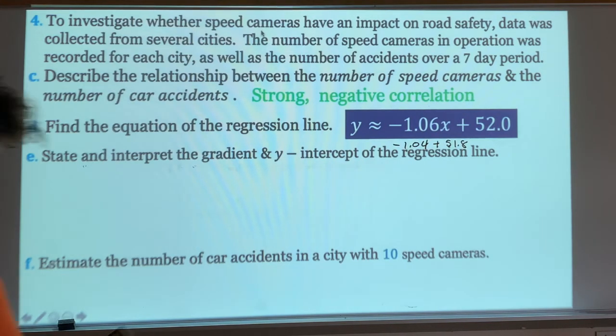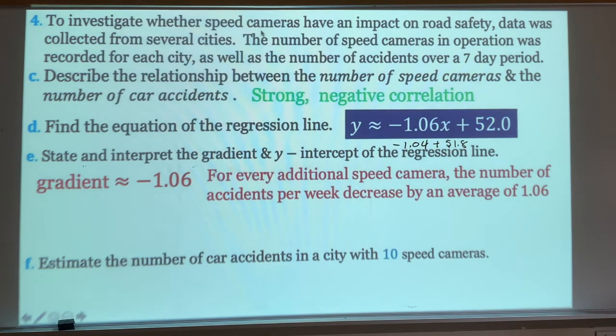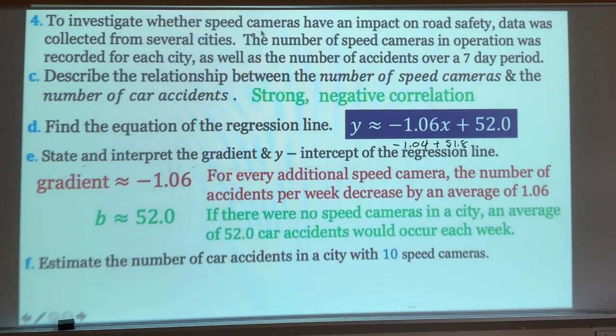All right, state and interpret the gradient. Depending on which one you get, you guys understand what's going on now. The gradient, we'll just use the problem that's on the board, is negative 1.06. That means for every additional speed camera, the number of accidents per week decreased by an average of 1.06. The y-intercept, this number right here, is 52.0. That means if there were no speed cameras in the city, an average of 52 car accidents would occur each week.